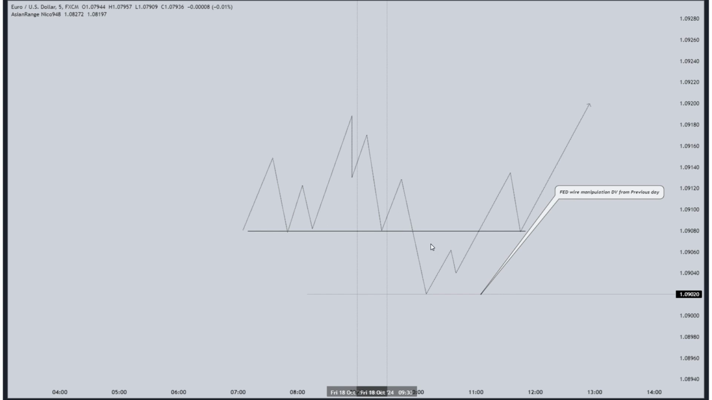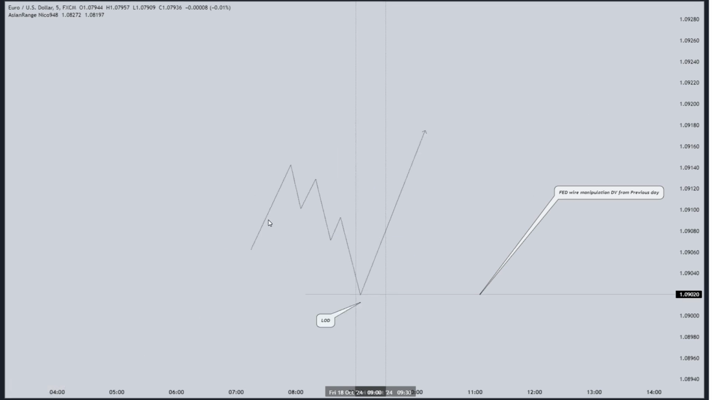We talked about more or less if a range got created and the range did not hit any of the algo levels or Fed wire manipulation deviation from the previous day, what would happen is that we would overall do a normal ST here, alright, and we would overall create the low of the day and sweep the 9 to 9:30 range. Hopefully everybody understood.